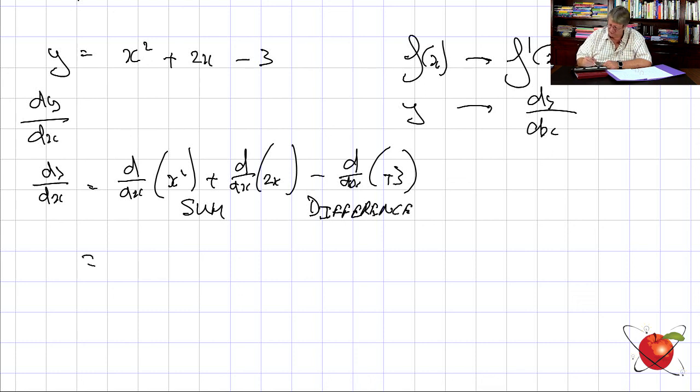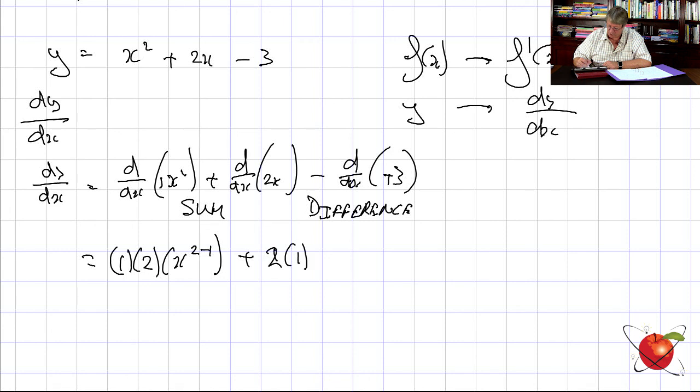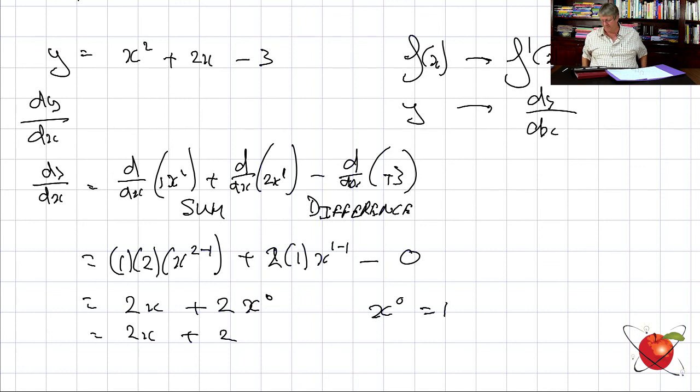So the final answer here is going to be 1, which is the coefficient. We don't write that. I'm only doing it because it's early days. Times n, which is the 2, x to the 2 minus 1. Plus, this is going to be 2 times 1, because it's x to the 1, and x to the 1 minus 1. Minus the derivative of a constant is 0. That's going to be 2x. What is this? It's going to be plus 2 times x to the 0, which is 2x plus 2, because x to the 0 is 1. And that brings us to the end of that piece.